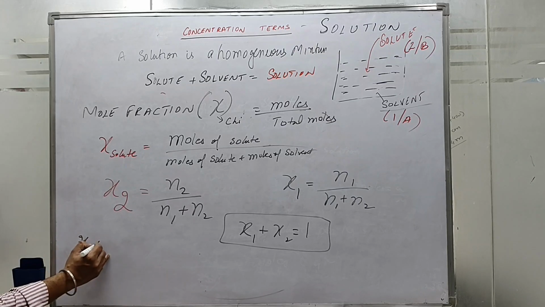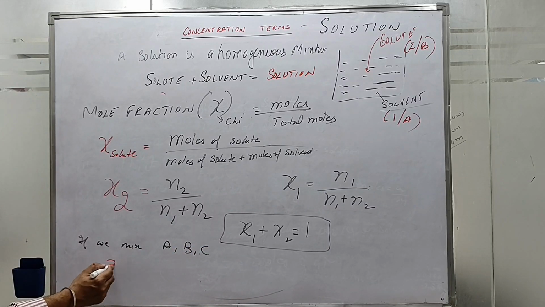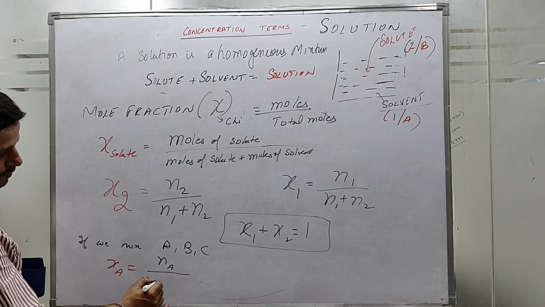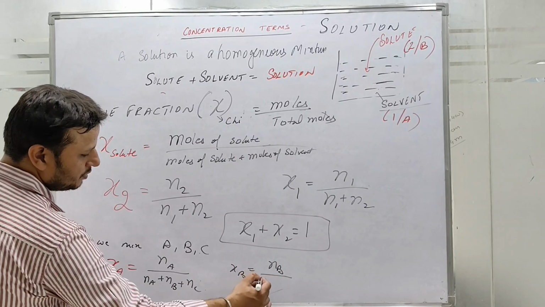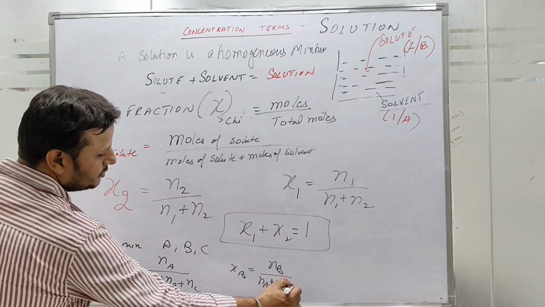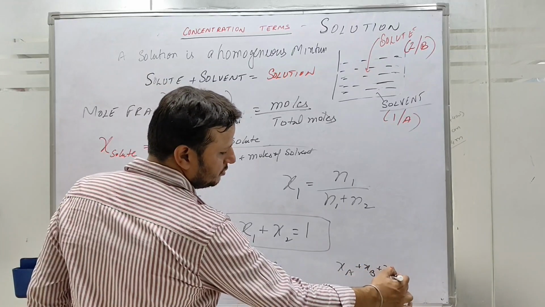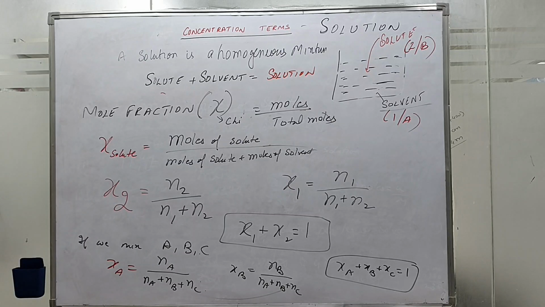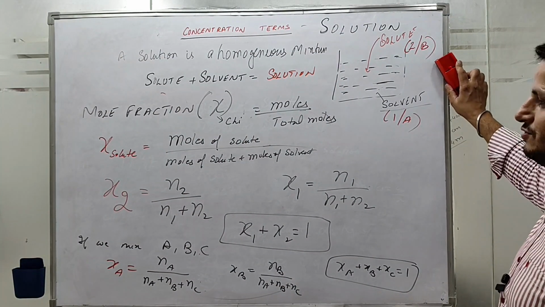If we mix A, B and C, then what will be the mole fraction of A? We will write Na divided by total moles, Na plus Nb plus Nc. Similarly, Xb is equal to moles of B by Na plus Nb plus Nc, and similarly Xc. And Xa plus Xb plus Xc, the total mole fraction, is always 1. So these are very important terms: molarity, molality, and mole fraction.